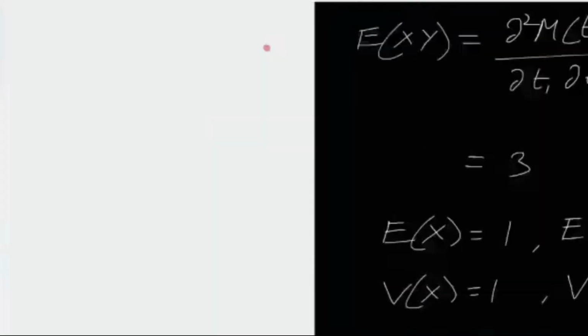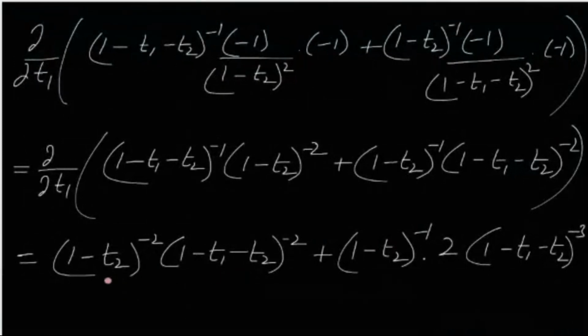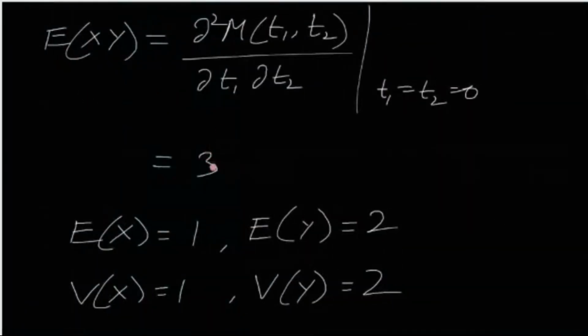If we plug in t1 and t2 both 0, here it's 1 minus 0 into 1 minus 0, so this entire thing is 1. Similarly, here the entire thing is 1 into 2 into 1, that means 2. So 1 plus 2 is equal to 3. So this entire expectation of XY is nothing but 3.